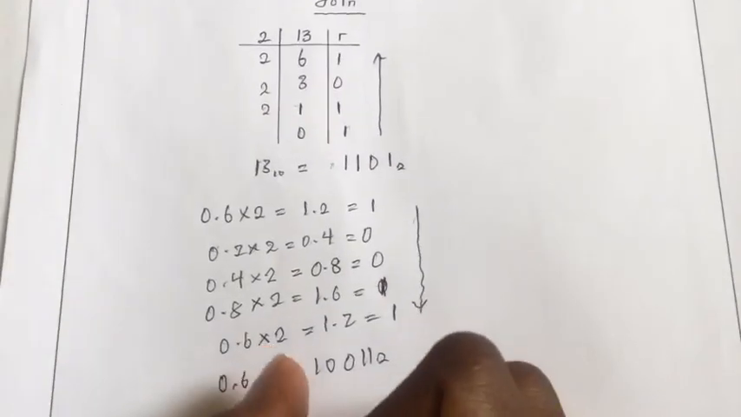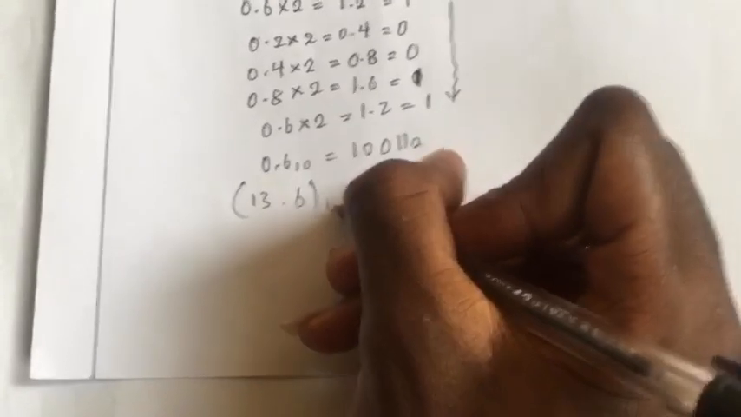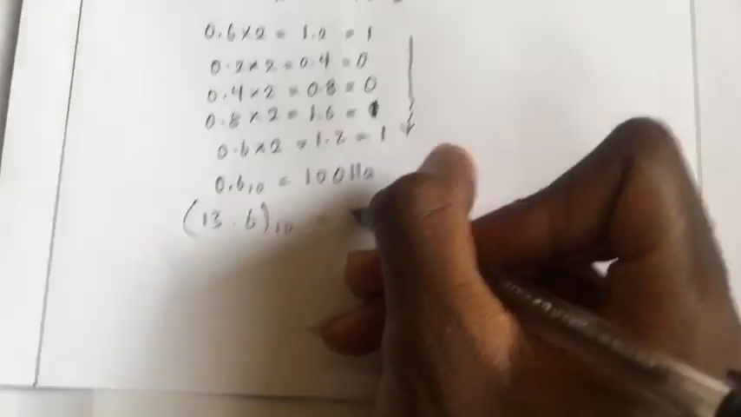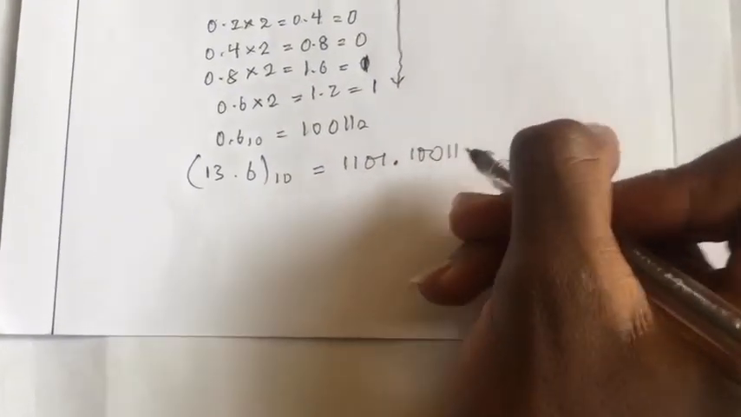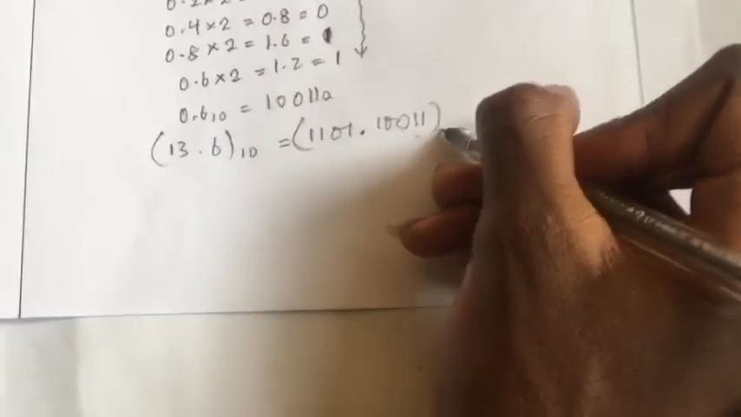The third step says sum the results obtained for both parts. So 13.6 base 10 is equal to 1101.10011 base 2. So we've come to the end of this video.